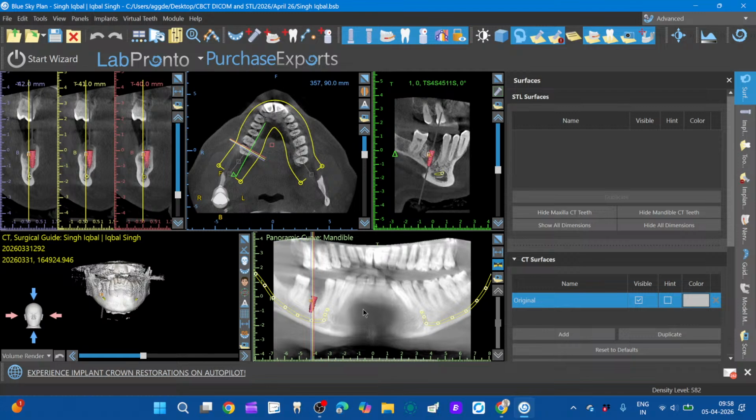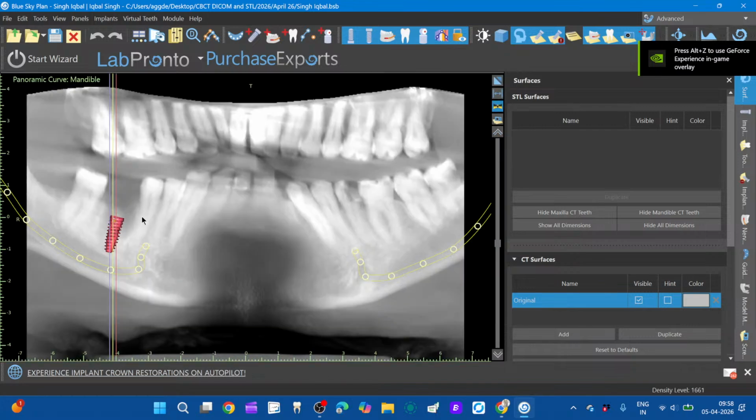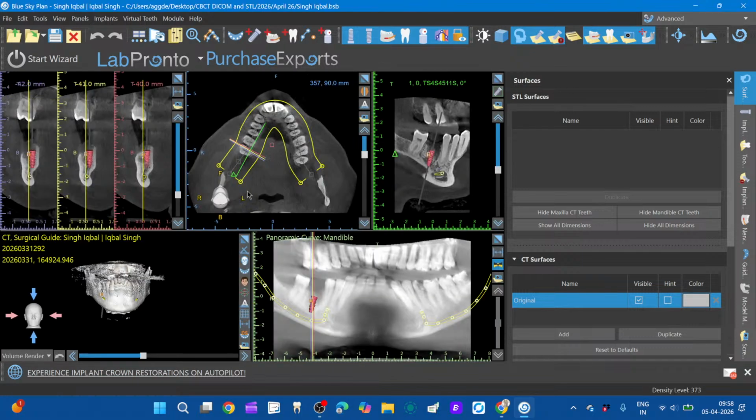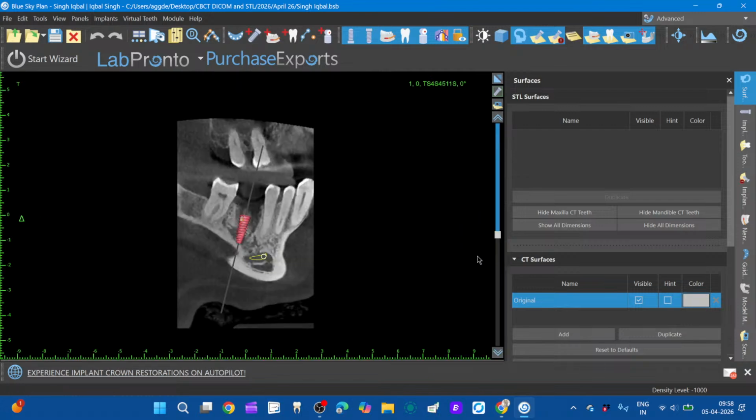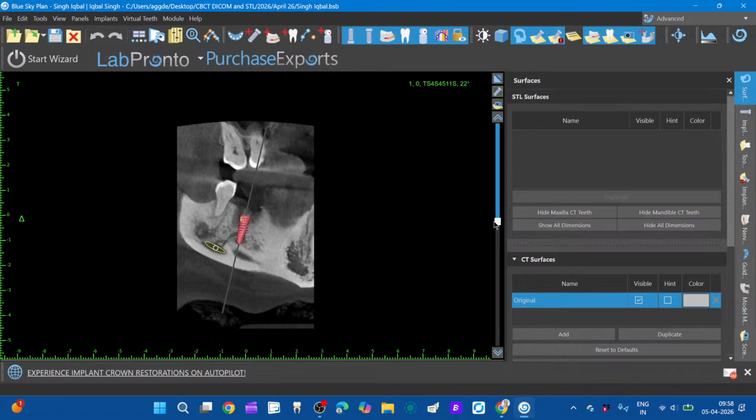Now this case, we have history of extraction 3 months back, but still you can see the shadow of the extracted teeth. So let us see what bone quality the patient is having in these shadows. You see this shadow, 746. So this is not soft tissue, this is bone which is maturing. So you don't need to worry about this. And here it is, yeah, it is D4 type of bone.